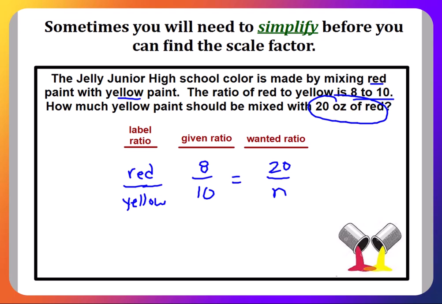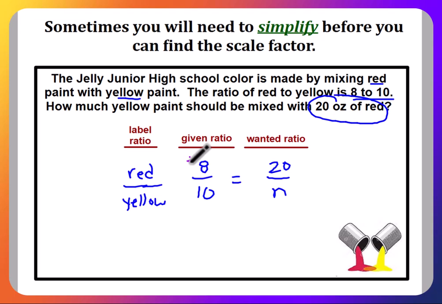Okay, now we're ready to go. Our unknown is on the right, so we start on the left. 8 to 20. Nope, can't multiply 8 by any number to make 20. So let's go between. Our unknown is on the bottom, so we'll start at the top. 8 to 10. Can we do that? Is there a scale factor to multiply 8 by to make 10? Nope. So we're going to have to simplify first.